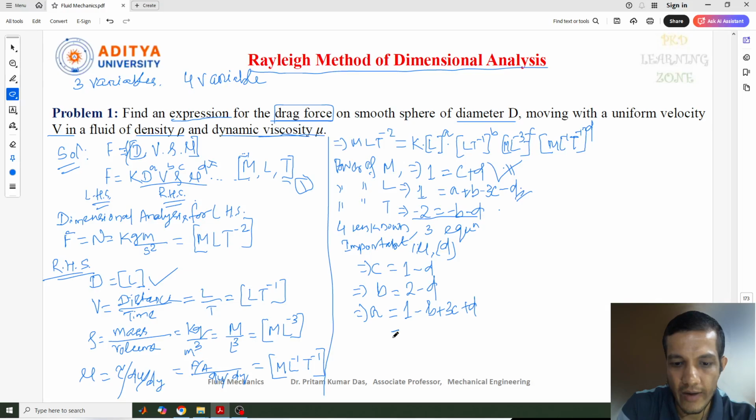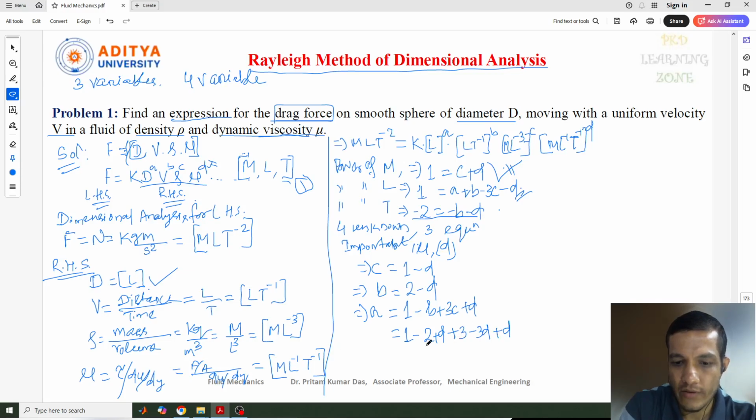By putting the value of C and B, we get 1 minus B, and the B value is 2 minus D. So put 2 minus D; minus minus becomes plus, so 2 plus D. Similarly plus 3C, where the C value is 1 minus D. So we can write this as 3 and this as minus 3D. And finally the last term is D.